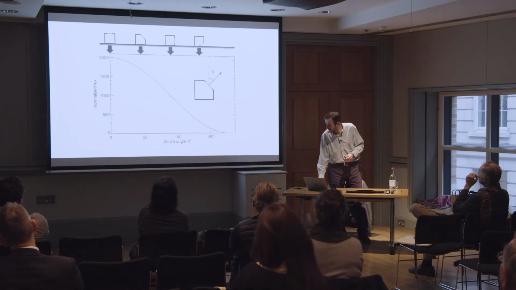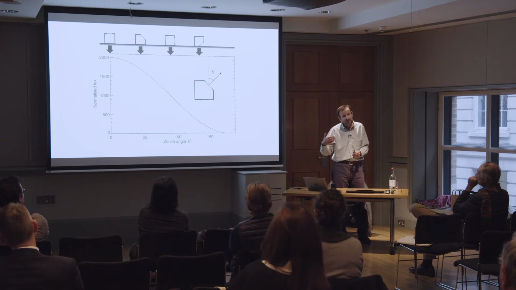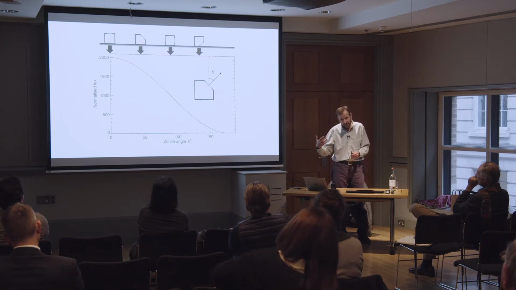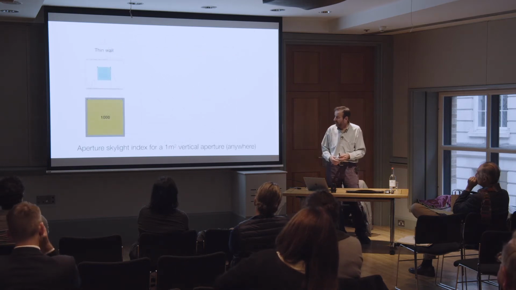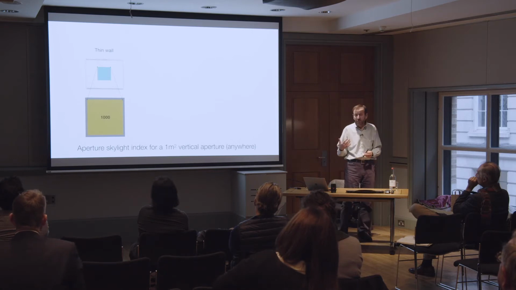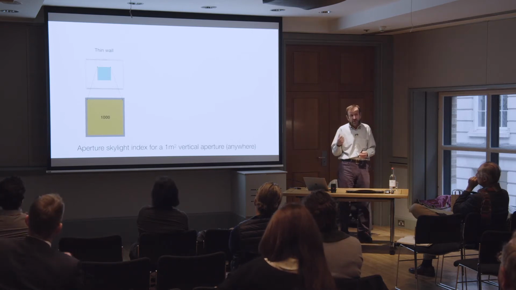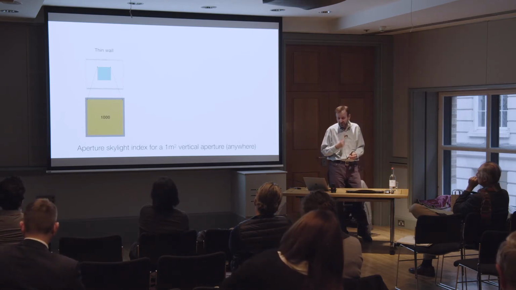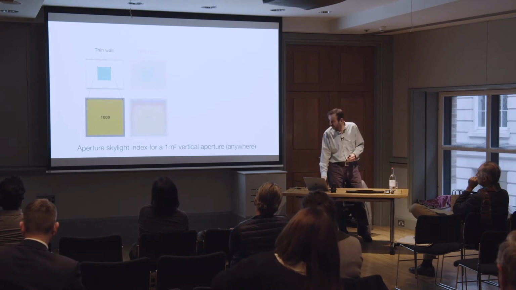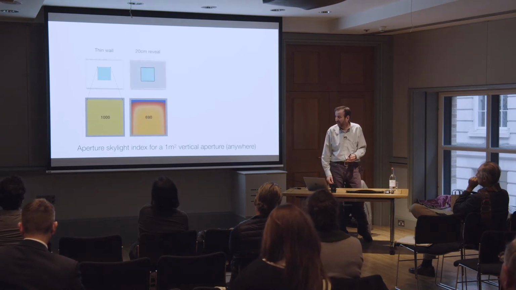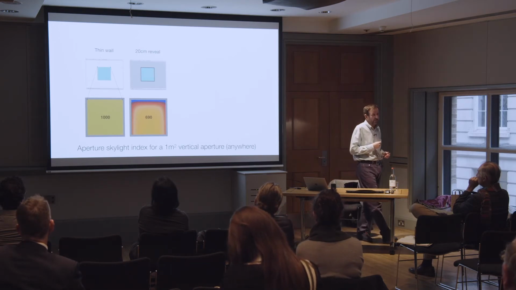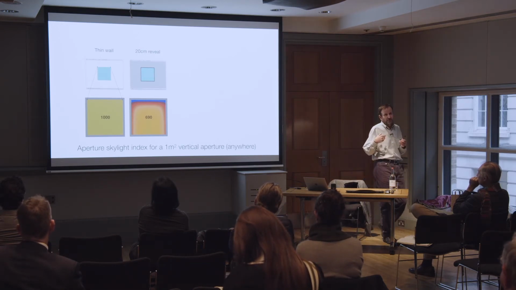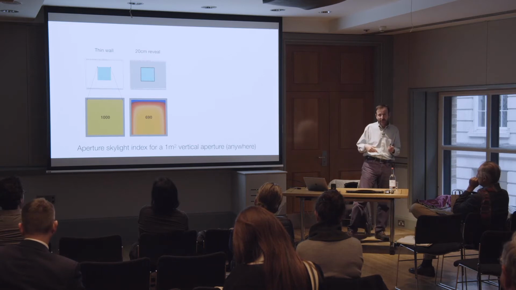But it also means that for a vertical aperture you end up with 1,000. So a 1 meter square vertical aperture gets 1,000 lumens maximum. If it's in a thin wall, you get the 1,000 lumens. If it's in that 20 centimeter deep reveal, that drops right down to 690. So just the shading from that reveal is enough to block off enough of that skylight.